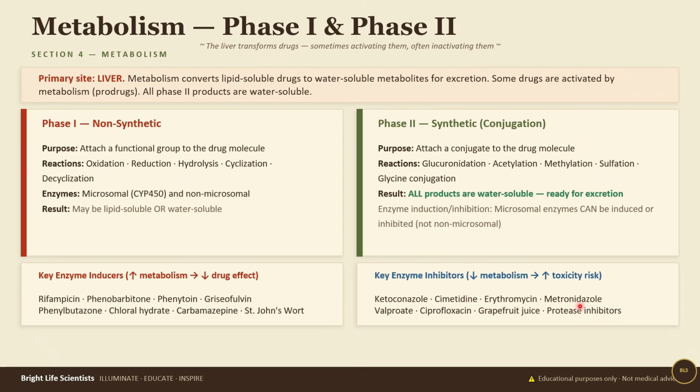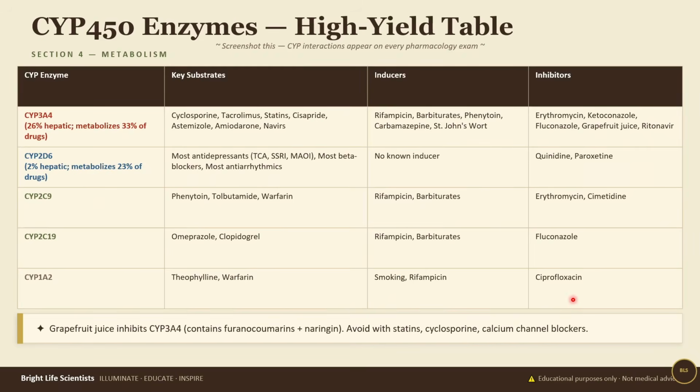Now, let's talk about CYP450 enzymes. This table is very, very important. If possible, just screenshot it. It appears virtually on every pharmacology exam. Usually they ask about these enzymes and you have to answer them.